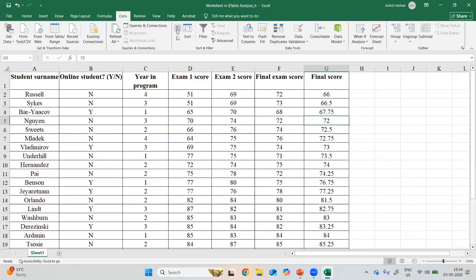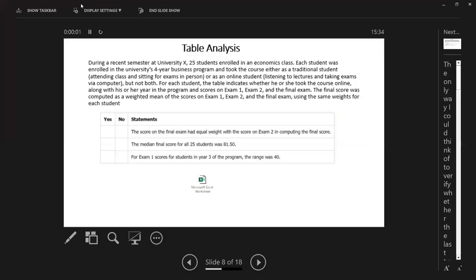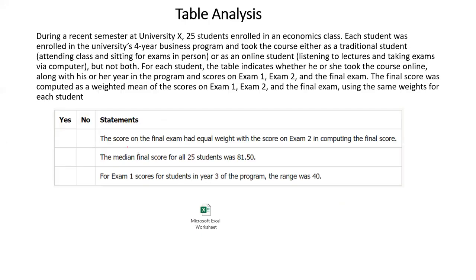Now we find out the 13th value. 1, 2, 3, 4, 5, 6, 7, 8, 9, 10, 11, 12, 13th. So 13th value is how much? 81.5. And that is exactly the figure that is given to us, right? That's exactly the figure that is given to us, that the median final score is 81.5. So this is definitely correct.